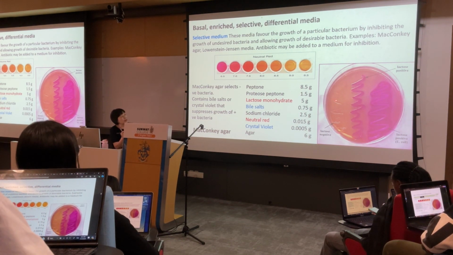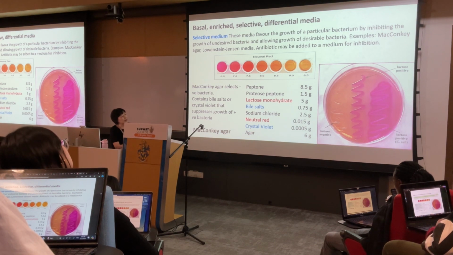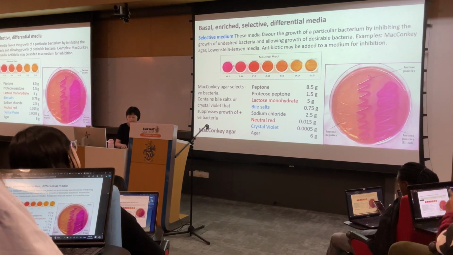However, the one that doesn't turn red is not a lactose fermenter. All right, so lactose negative. So it's able to distinguish these 3 different types, depending on the lactose fermentation.